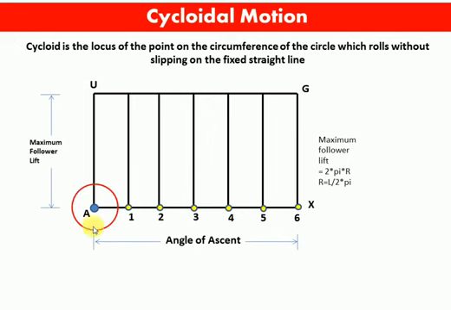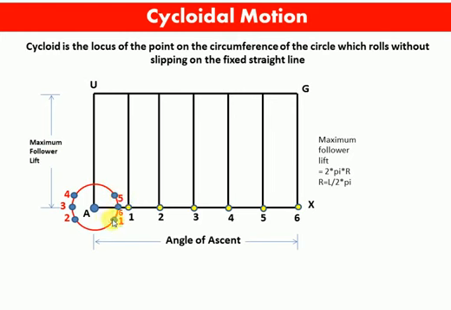Then we'll divide this circle also into an equal number of even parts, that is 6: 1, 2, 3, 4, 5 and 6. Clear? What we did is we have taken the angle of ascent on the x-axis and maximum follower lift on the y-axis, and we have drawn a square. Then we divided the angle of ascent into 6 parts and drew vertical lines. Then we drew a circle from point A whose radius is equal to maximum follower lift upon 2 pi. That means the circumference of this circle is equal to the maximum follower lift.